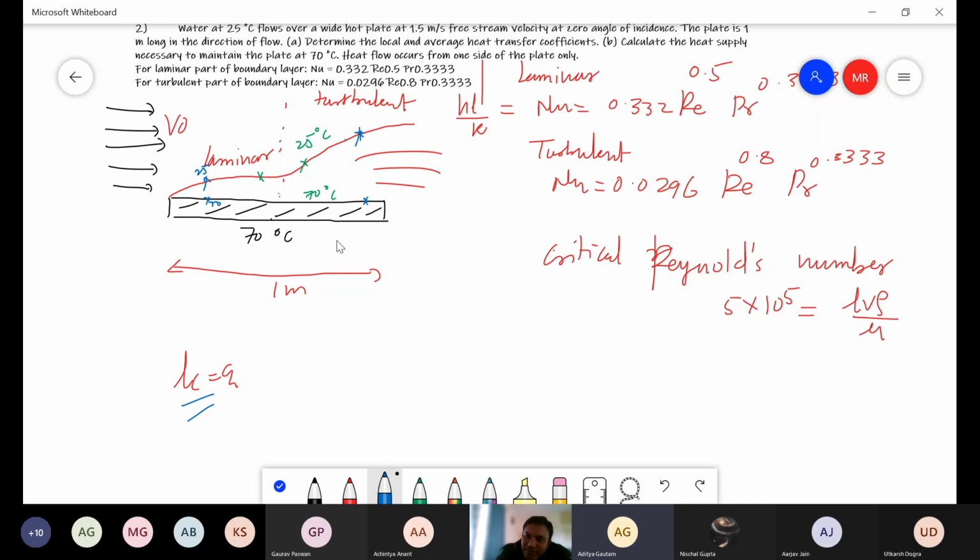Yes, sir. So what I'm trying to say is I need to find out L, V, rho and mu. These are the properties of the fluid here, and properties of the fluid depend on the temperature. So which temperature should I take? That is the question. Can you see the point? Which temperature should I take now?